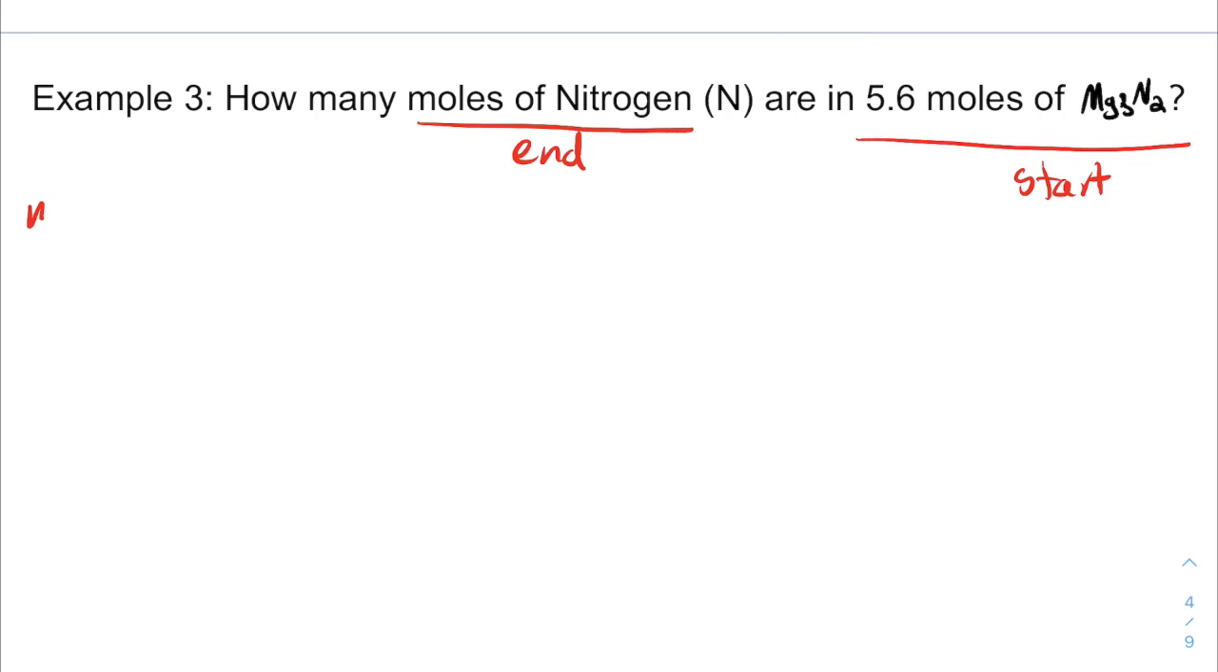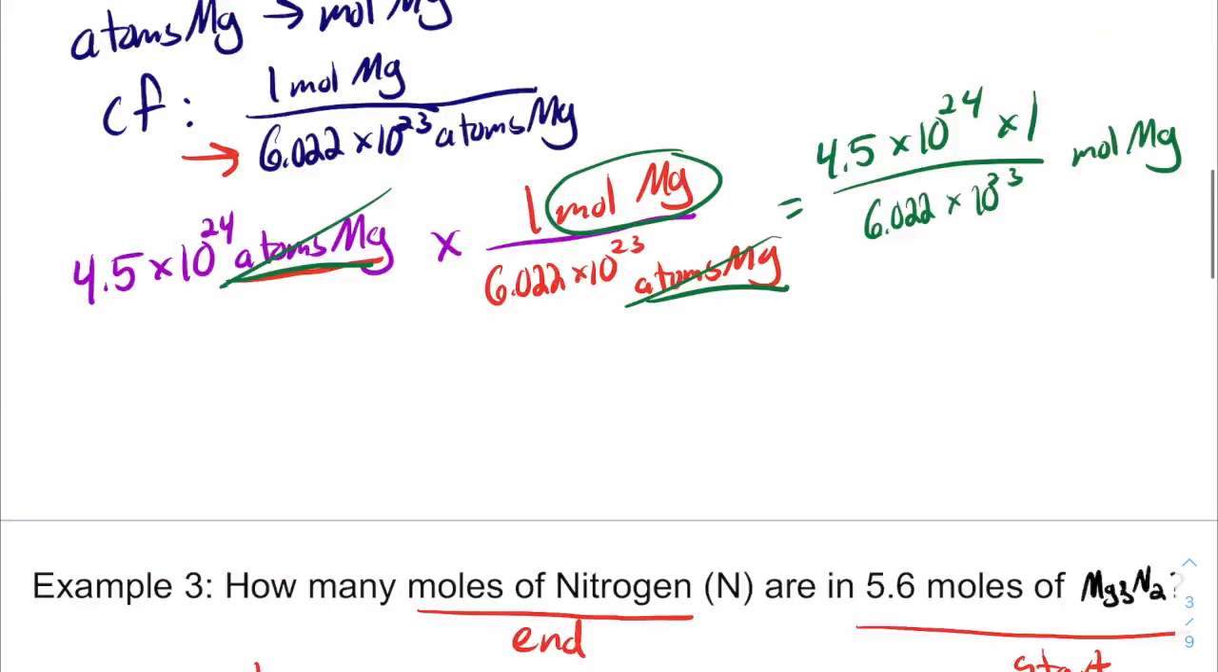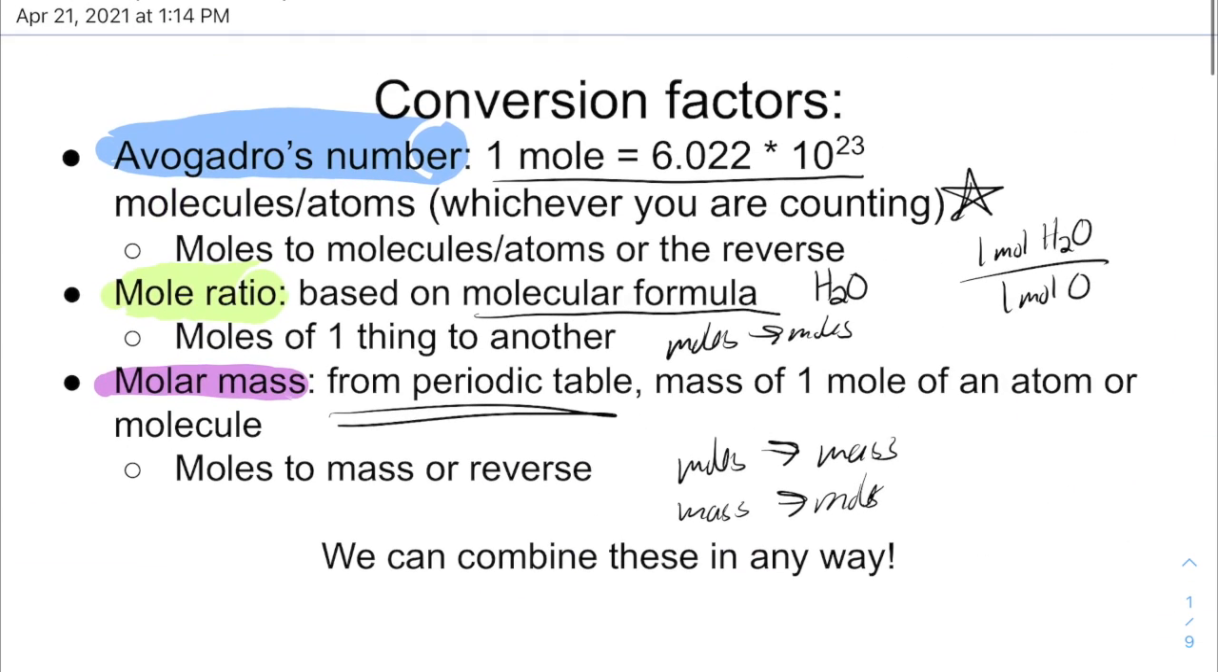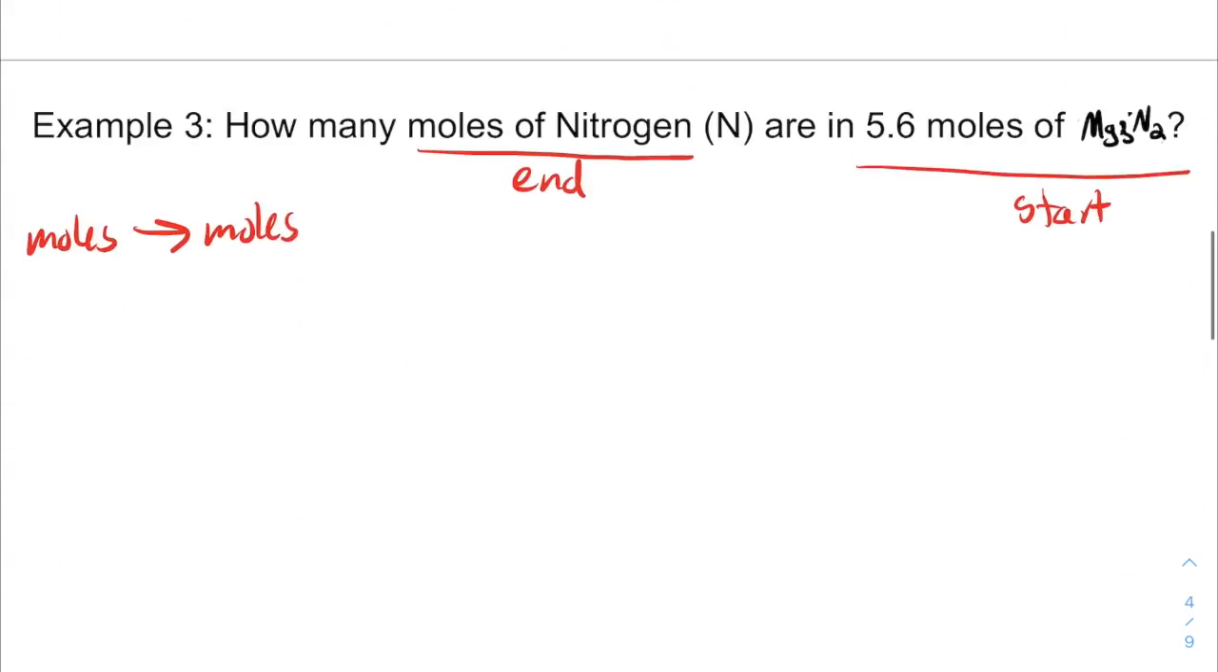So here we're going from moles to moles. So this is different than the last two that we did. Now we're going to be using our mole ratio. And this comes from our molecular formula. So let's figure out our mole ratio.